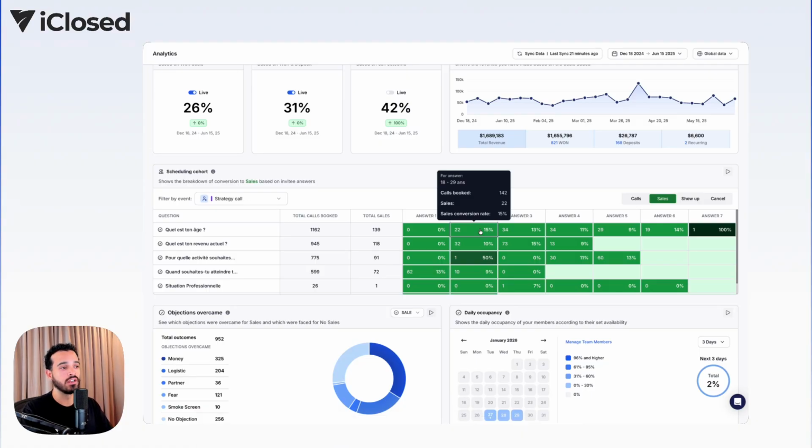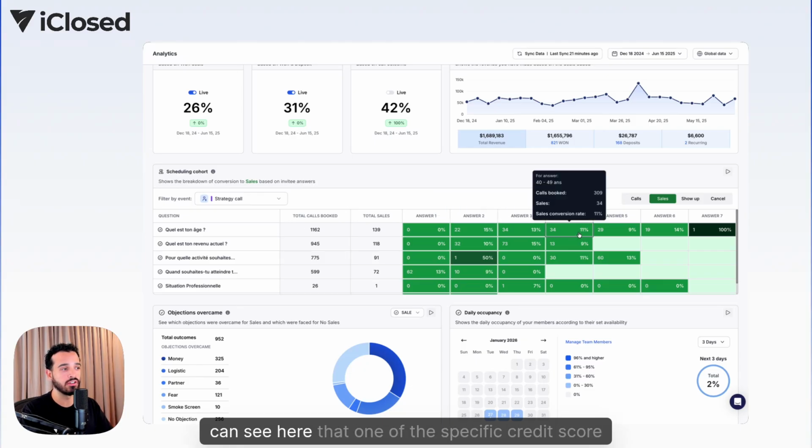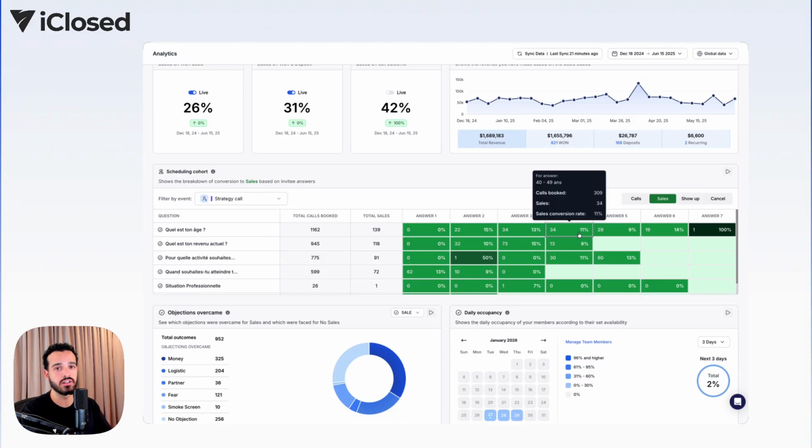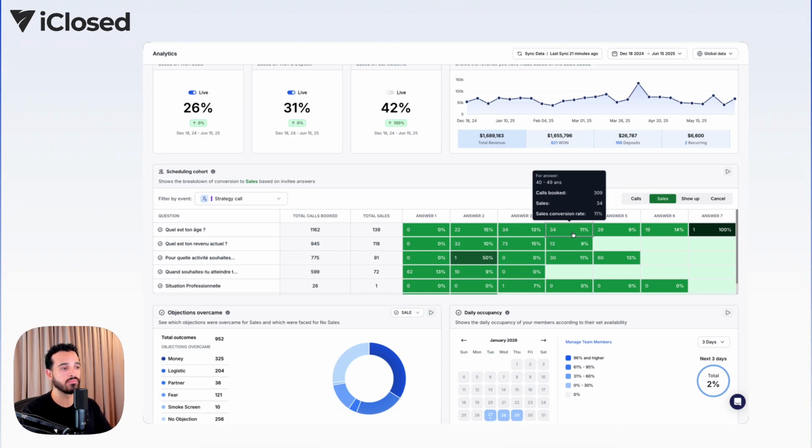That can help. But let's say you have a different question where you're qualifying based on credit score, and you can see here that one of the specific credit score answers is closing at the highest rate. Then that's absolutely a signal for you to set up your routing in a specific way, where you're routing this specific answer to a specific closer, right?